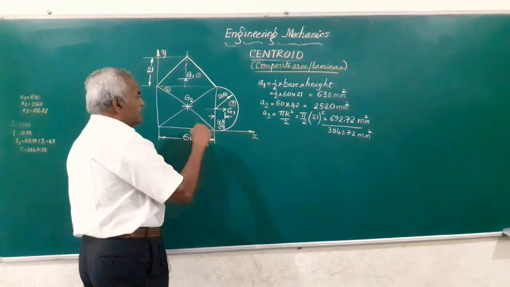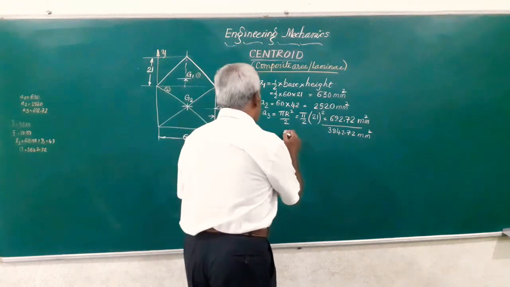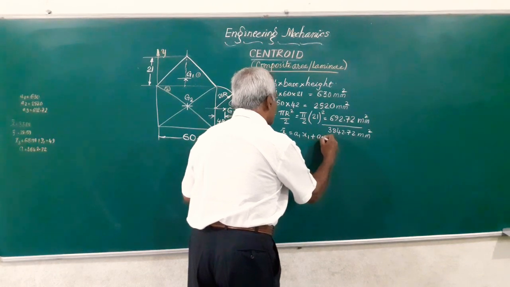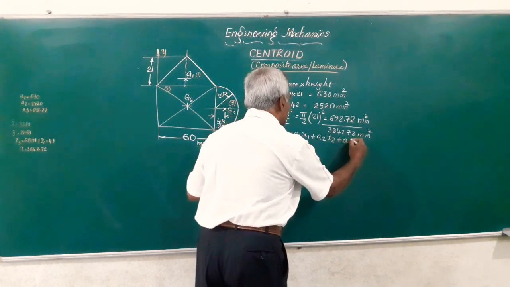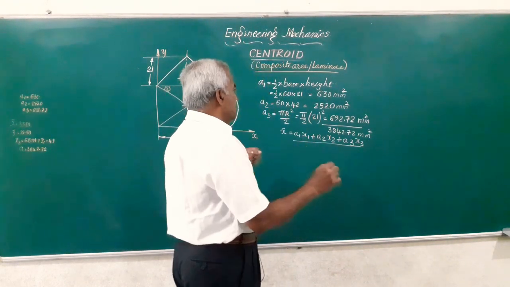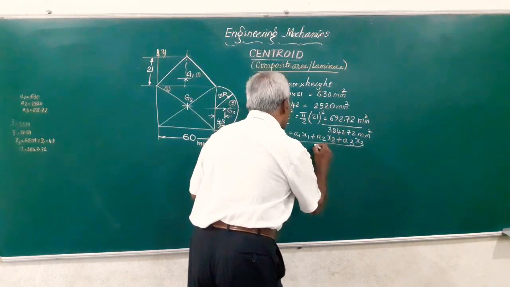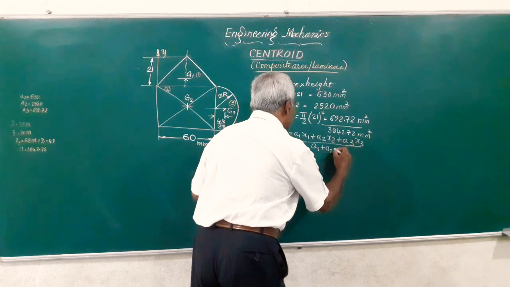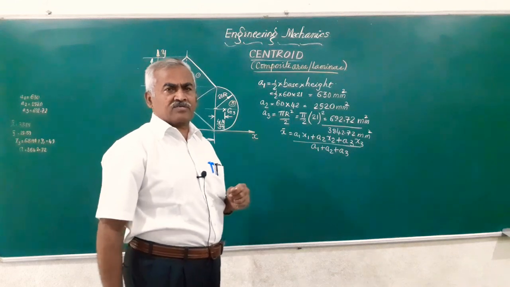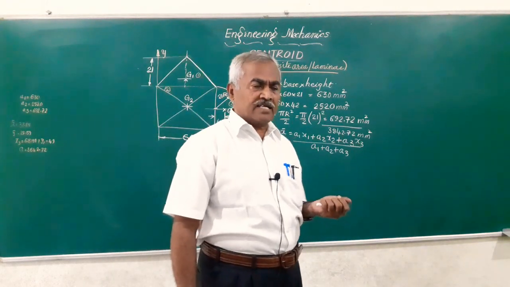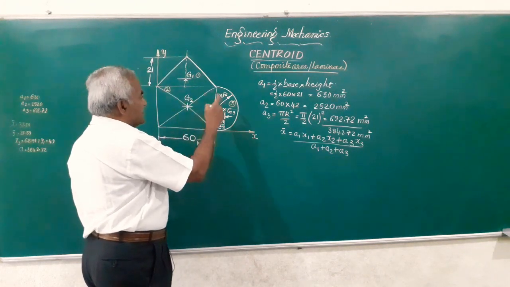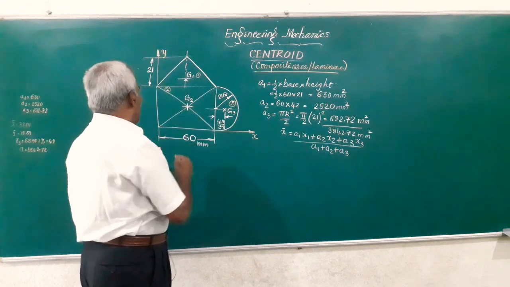So friends, to find out this x bar, we have the formula x bar is equal to a1 x1 plus a2 x2 plus a3 x3 divided by the total area a1 plus a2 plus a3. Friends, here let's find out what are these x1, x2 and x3. x1, x2 and x3 are the distances of the centroids of 1, 2 and 3 from the vertical axis OY.